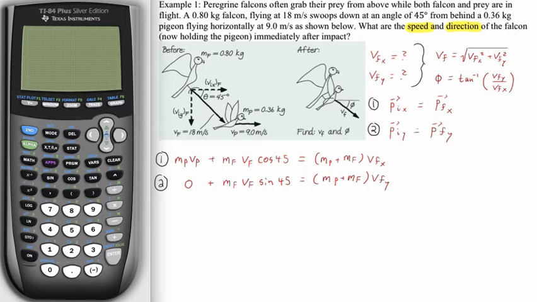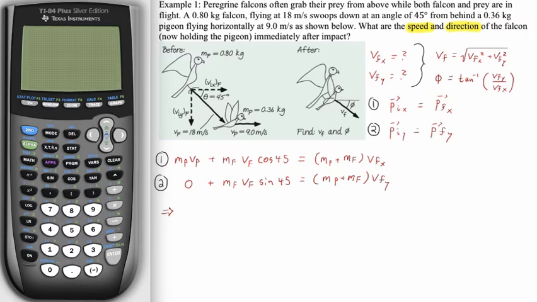Because that way I don't have to do any trig until the final step where I do an inverse trig function to find phi. Instead I just find the two components as values, just as scalars, and then it makes solving the problem easier. Okay? So let's go ahead and solve for the x component first.